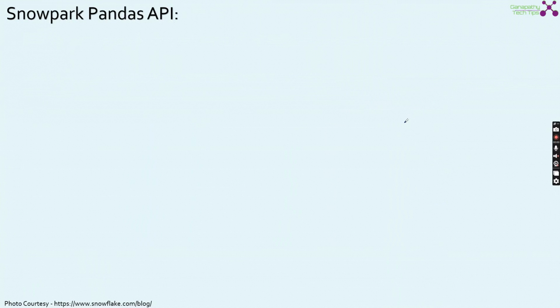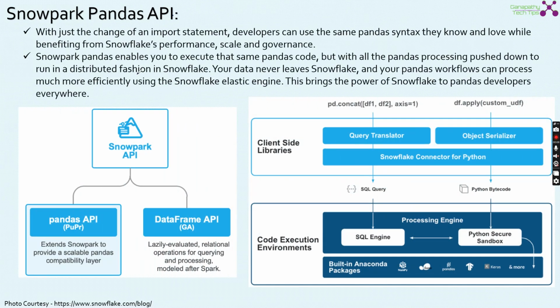Next part is the Snowpark Pandas API. Yes, you are hearing it correctly. So far, if you remember, Snowpark is mainly for Spark. If you want to submit your Spark programs against Snowflake, you can utilize Snowpark to submit them. Now Snowflake is introducing Pandas API support as well, meaning you can submit your Pandas code against the Snowpark API.